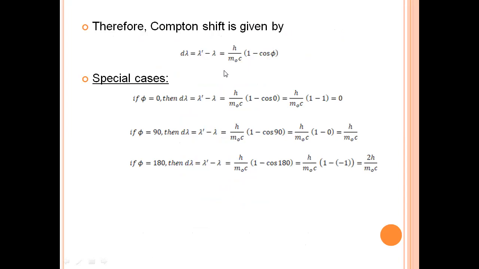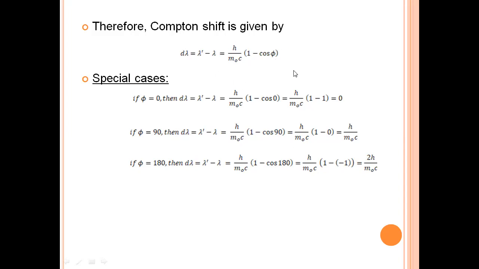Now from this we can arrive at the special cases by putting different angles for the scattering angle phi. If phi equal to 0, cos 0 will be equal to 1. 1 minus 1 will give you 0. So there is no Compton shift if the scattering angle is 0. If the scattering angle is 90 degrees, cos 90 will be 0. So the value will be h by m naught c. If the scattering angle is 180 degrees, then cos 180 will be minus 1. So 1 minus of minus 1 will give you 2h by m naught c. These are the three different special cases for the Compton shift.